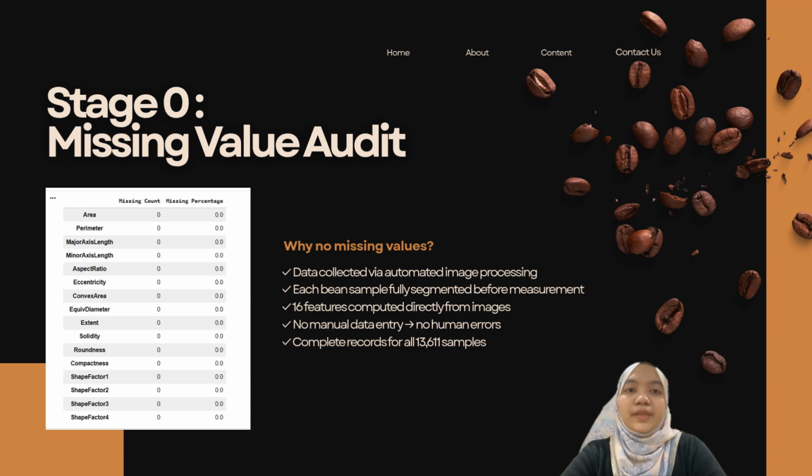They are because the data was collected through automated image processing. So each bean sample was fully segmented before measurement, and the features were computed directly from images. Because of this automated process, there was no manual data entry, which reduced the possibility of human error. Therefore, no imputation or data removal was required during pre-processing.